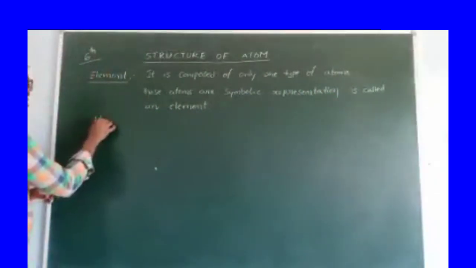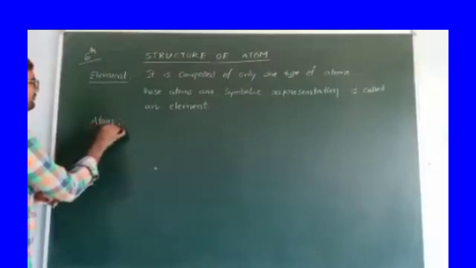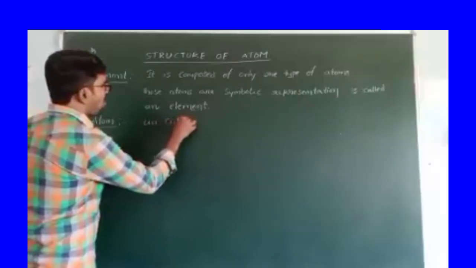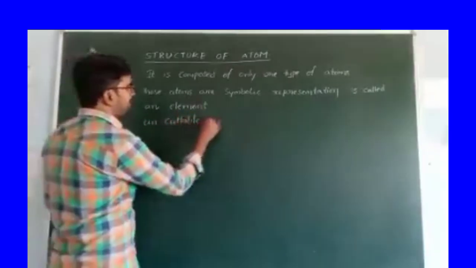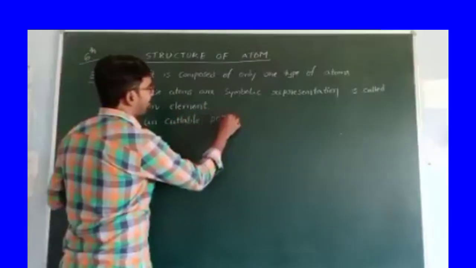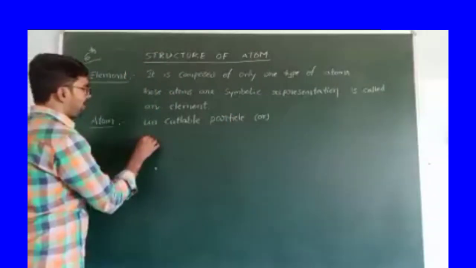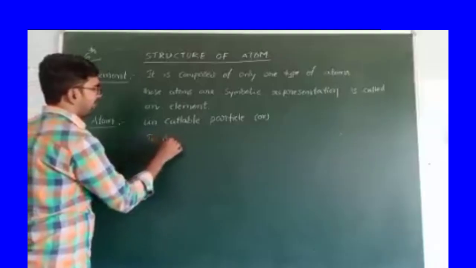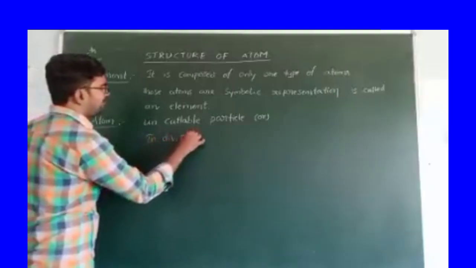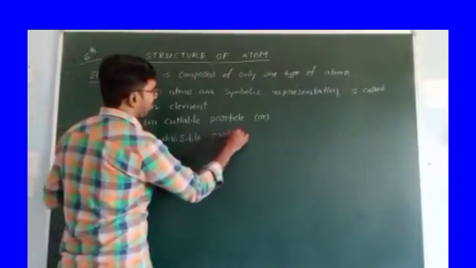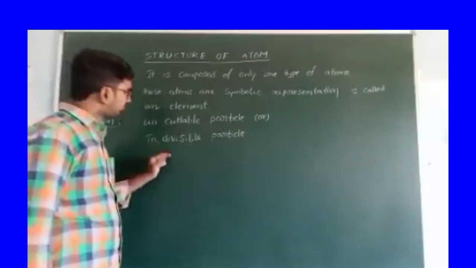So what is an atom, sir? An atom is an uncuttable particle, or indivisible particle. Do you understand this one? So the smaller one, the very smaller one, is indivisible.